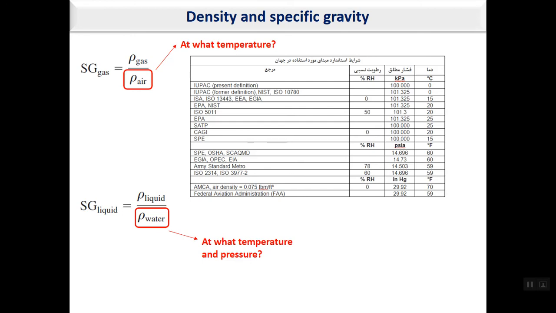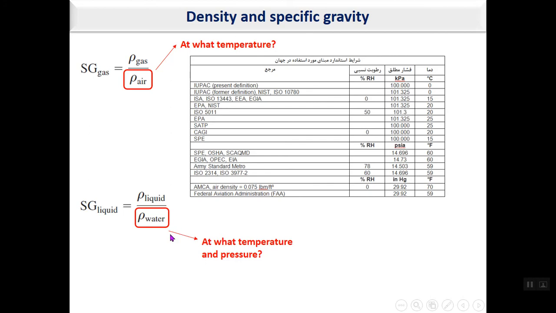There's an important question here: water density at what temperature? Or for the gas, air density at what temperature? And I should add here, I'm sorry, these are misplaced. This explanation is for the upper one and this one is for the lower one. Actually, for the liquid you should ask at what temperature. For the gas you should ask at what temperature and pressure.